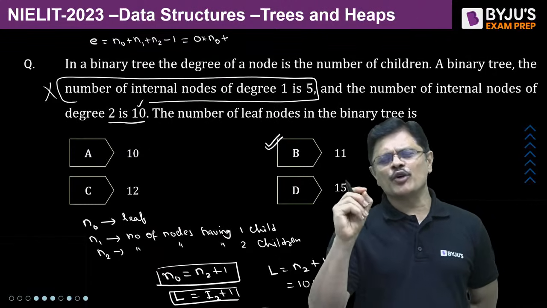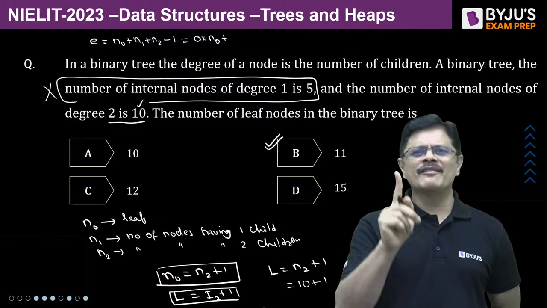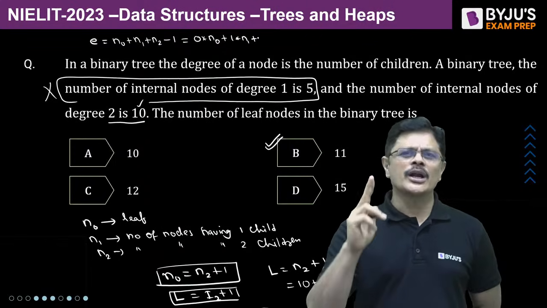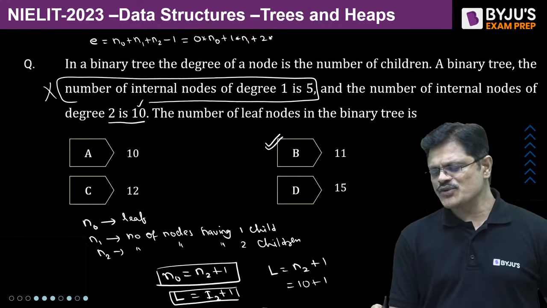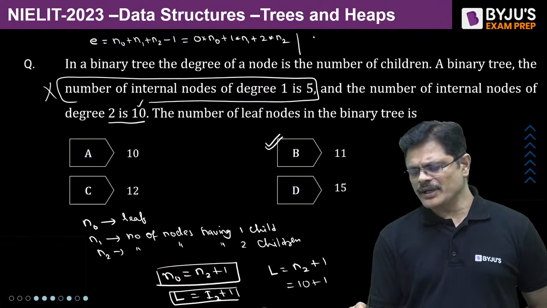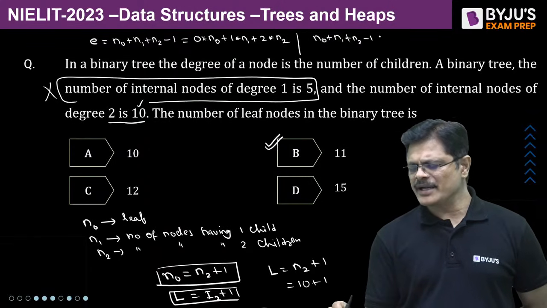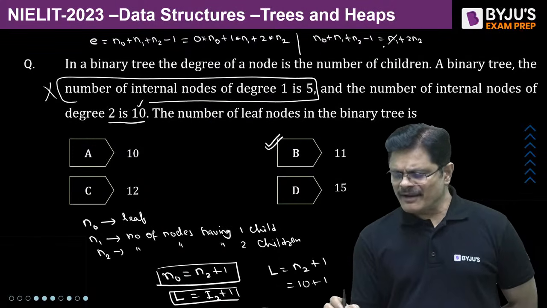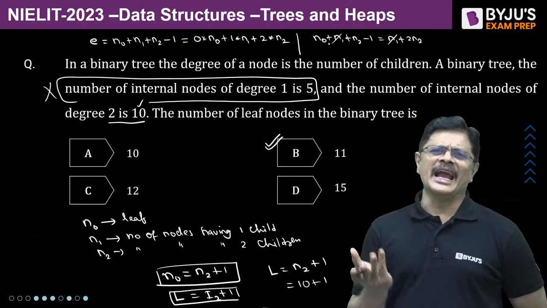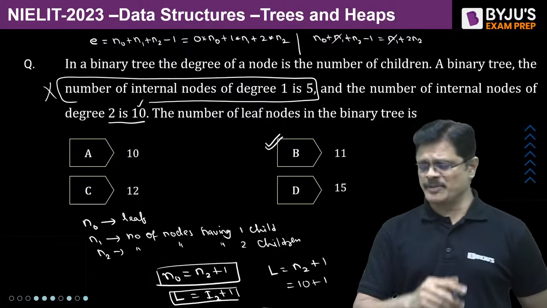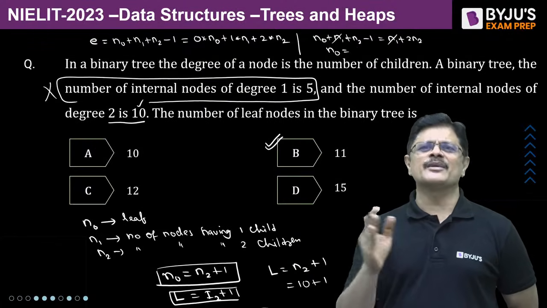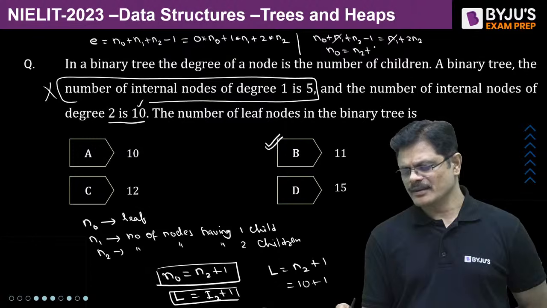If you count the nodes of degree 1, each node of degree 1 will contribute 1 edge, so that is 1 into n1. Each node of degree 2 will contribute 2 edges, so the number of edges would be 2 into n2. So from this you get n0 plus n1 plus n2 minus 1 equals n1 plus 2n2. Here n1 cancels, that's why we don't need any n1 information for this problem. And you can find n0 is equal to 2n2 minus n2, which is n2 plus 1. And that is the story.